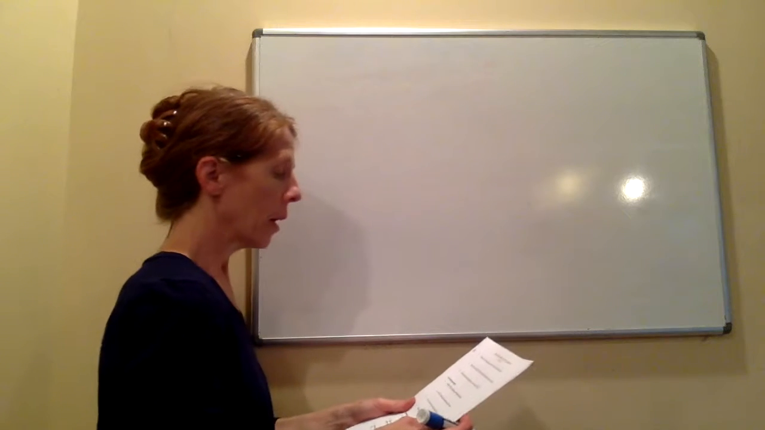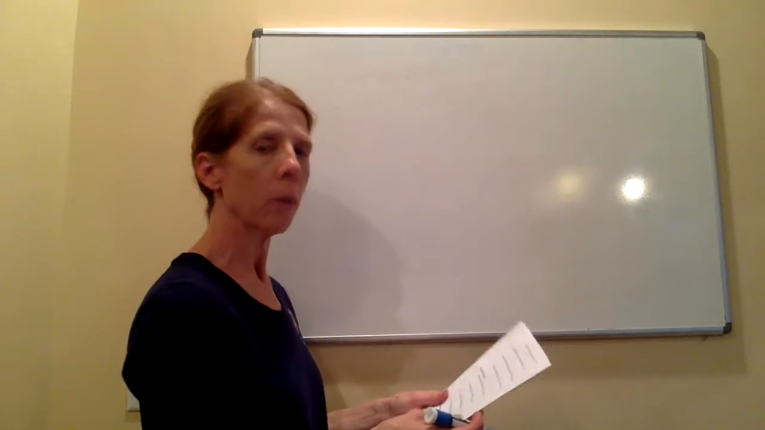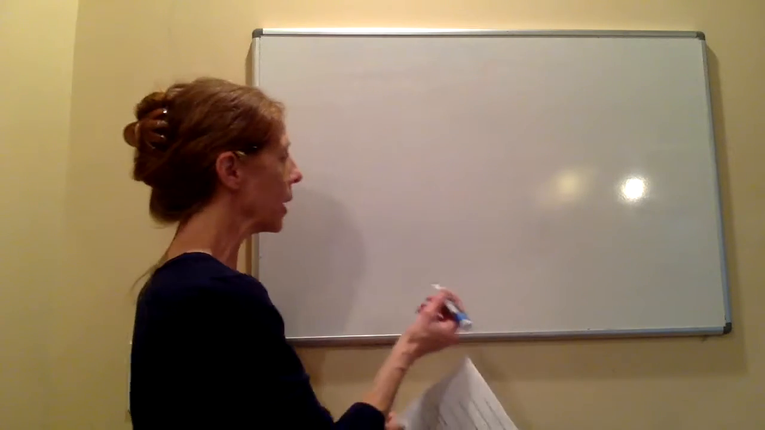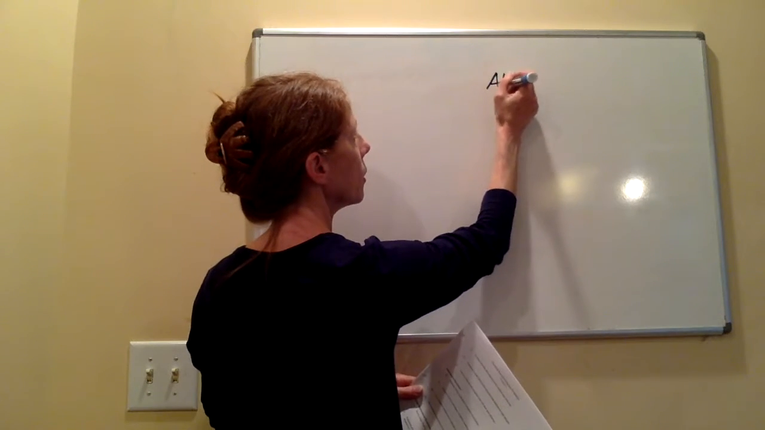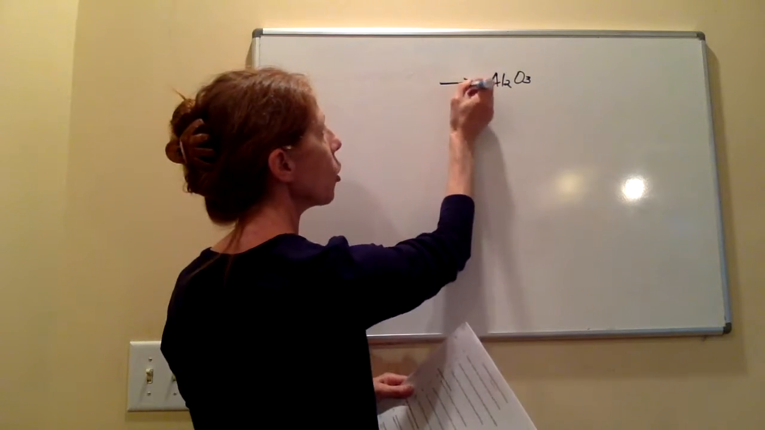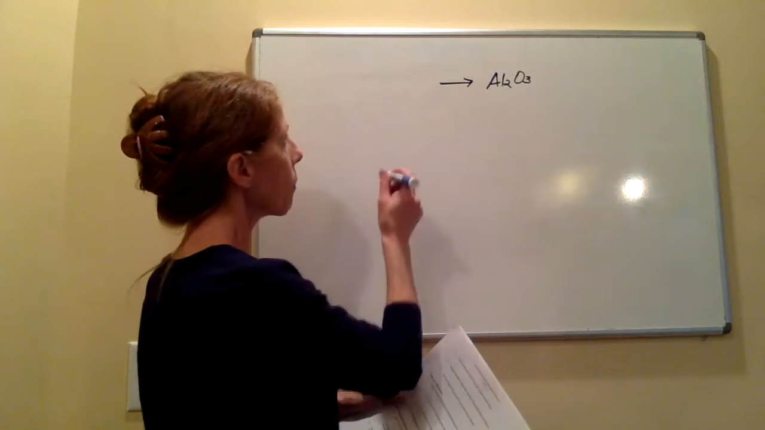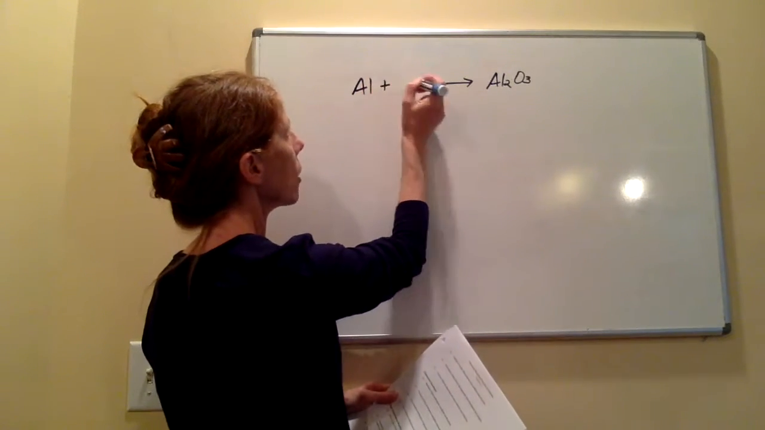Here's one. Aluminum and oxygen together form aluminum oxide. Okay, and on the paper I have in front of me, it tells me that the formula for aluminum oxide is Al2O3. So I've been told how to make aluminum oxide, what that final product is. But we're going to start with aluminum, which is Al, and we're going to add oxygen to that.